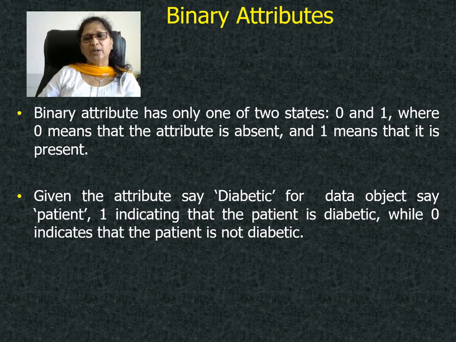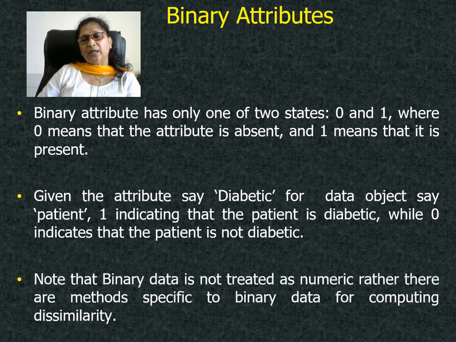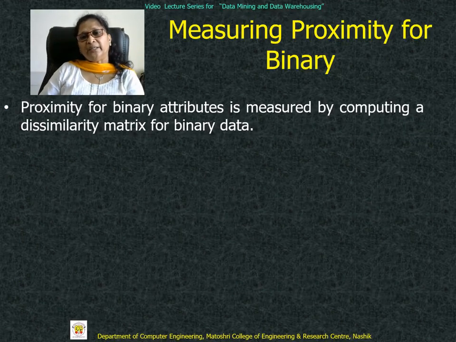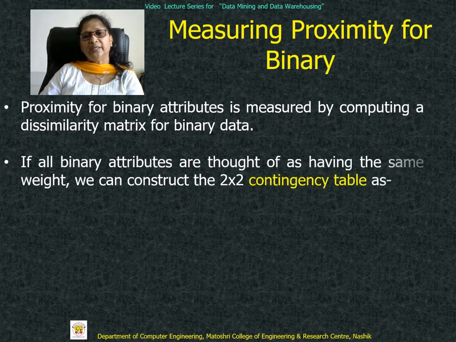Another important thing to note is that for binary attributes, we do not use the proximity measures which are commonly used for numeric attributes. There are some special measures which compute proximity for binary attributes, and we shall be learning those. Proximity for binary attributes is measured by computing a dissimilarity matrix for binary data.